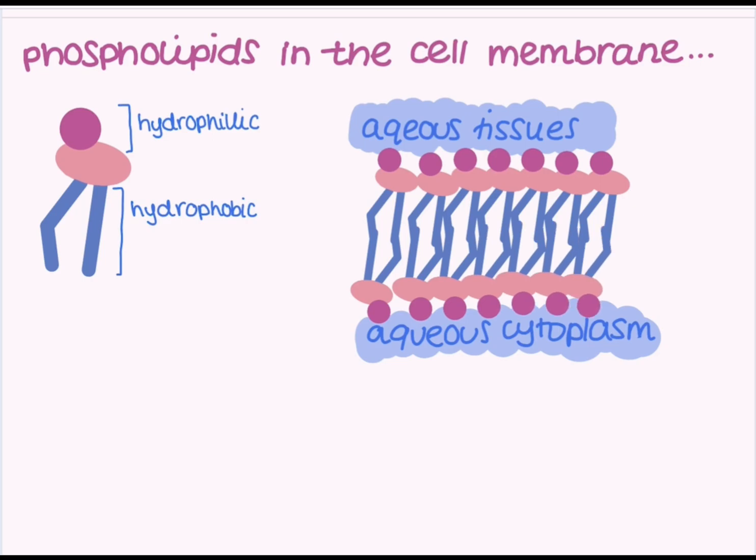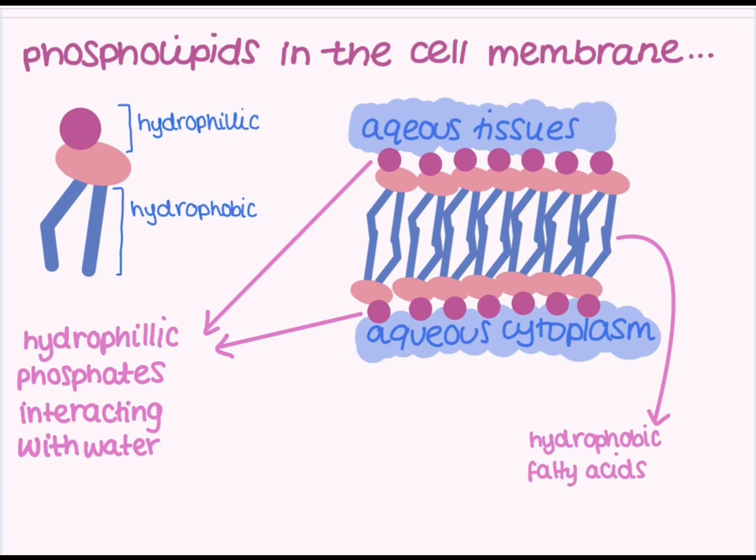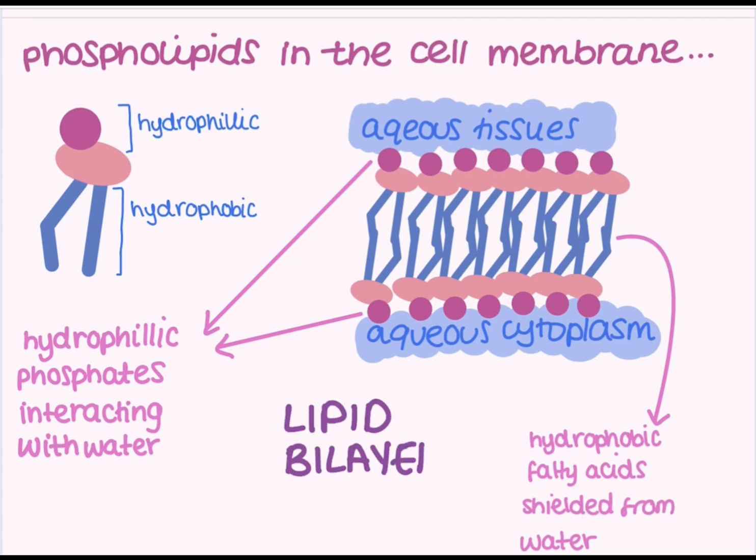But the problem is we have a water-based substance on the other side too. So the phospholipids arrange themselves again so that the hydrophilic head interacts with the water and the hydrophobic tails are facing away. So in the end, we end up with this double layer of phospholipids that are facing towards each other. This therefore protects the hydrophobic tails from having to interact with water by shielding them within the arrangement. This structure is therefore called the lipid bilayer, with bi meaning two, and the lipid layer obviously meaning the layer of phospholipids.